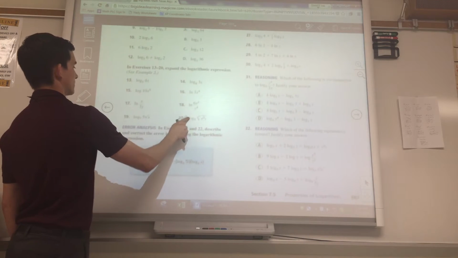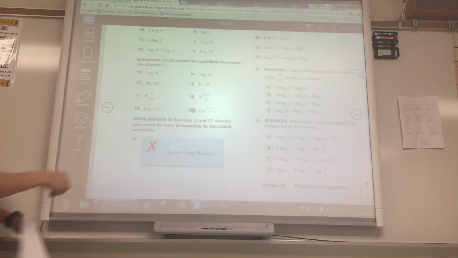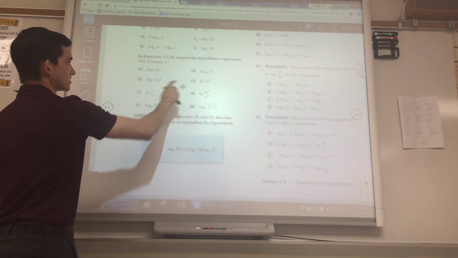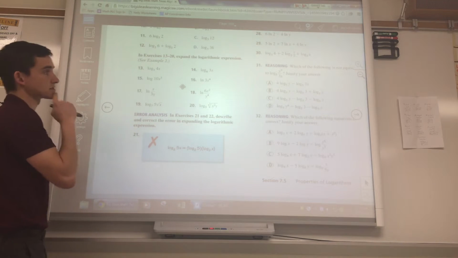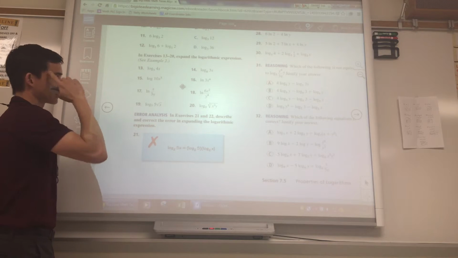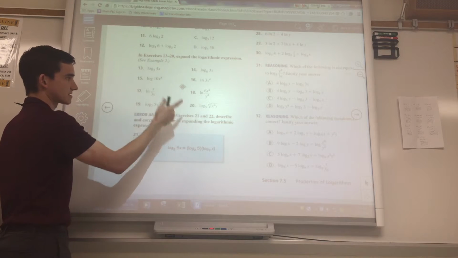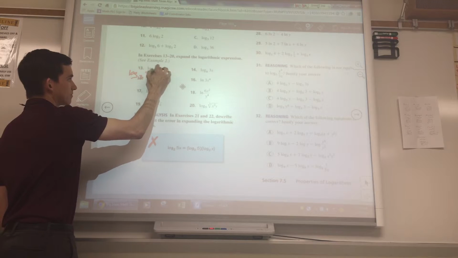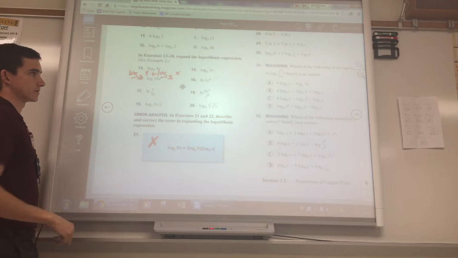So number 13. It says expand the logarithmic expression. Okay, so now instead of condensing, which we were doing a lot here, we're going to expand it. So we have one kind of solid logarithmic expression here. Log base 3 of 4 times x. So remember, if you're multiplying exponents, and remember a log is an exponent, that's the same as adding them. So this is just log base 3 of 4 plus log base 3 of x. And that should be it fully expanded.